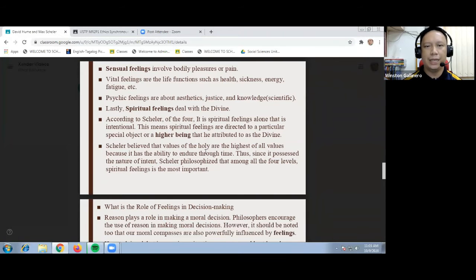According to Scheller, sensual feelings involve bodily pleasure or pain, the experience of the five senses. The other one, we have the vital feelings. The vital feelings are the life functions such as health, sickness, energy, fatigue, etc. And the psychic feelings are about aesthetic, justice, and knowledge, from the very word psychic, so it refers to the mind. Lastly, the spiritual feelings deal with the divine.